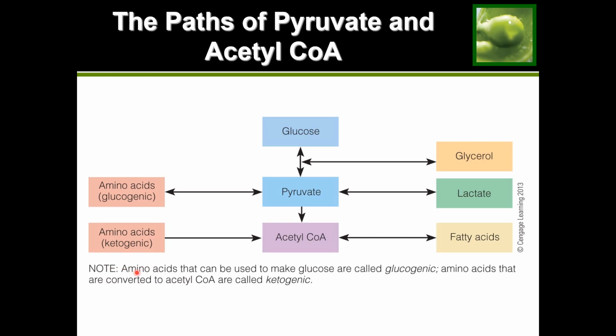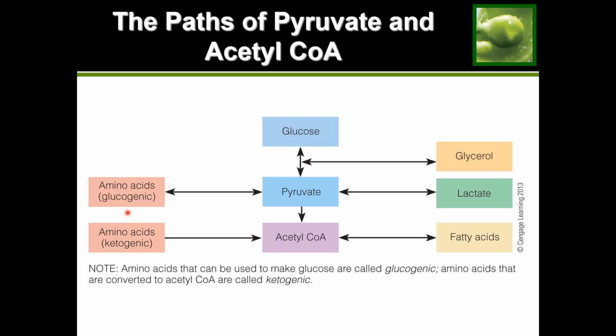So let's start off with looking at our proteins. Proteins are made of amino acids, and amino acids can either be glucogenic or ketogenic. What glucogenic means, gluco stands for glucose, genic stands for the creation of. So literally what it means is the creation of glucose. So amino acids that are glucogenic can be used to generate glucose. And if we follow the arrows, you'll be able to see how.